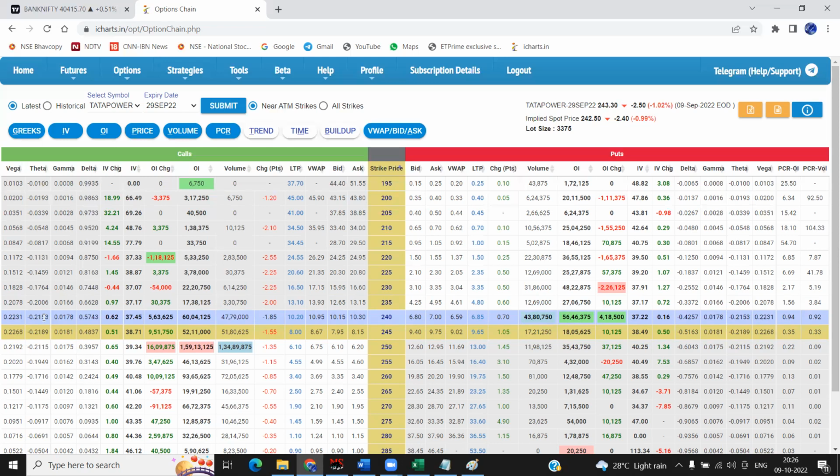You can take it this way, 80% of the move is what will happen. Let me put it this way: assume 10 rupees is the option price, and my stop loss is 5 rupees. You can take it this way, depending upon theta and gamma.